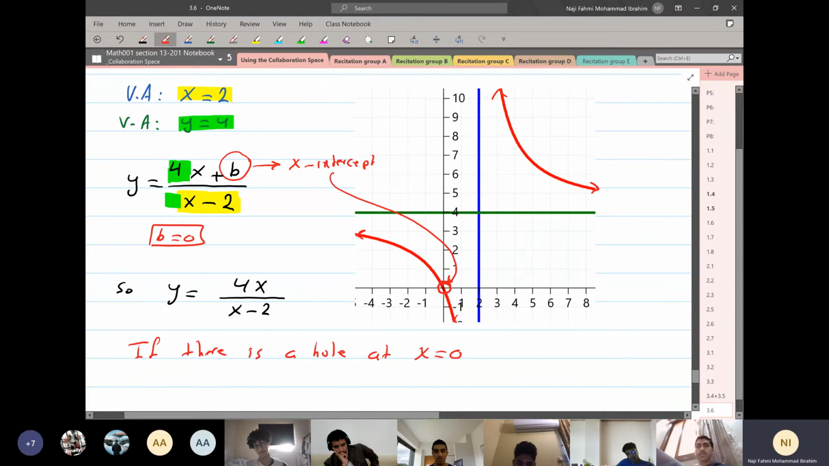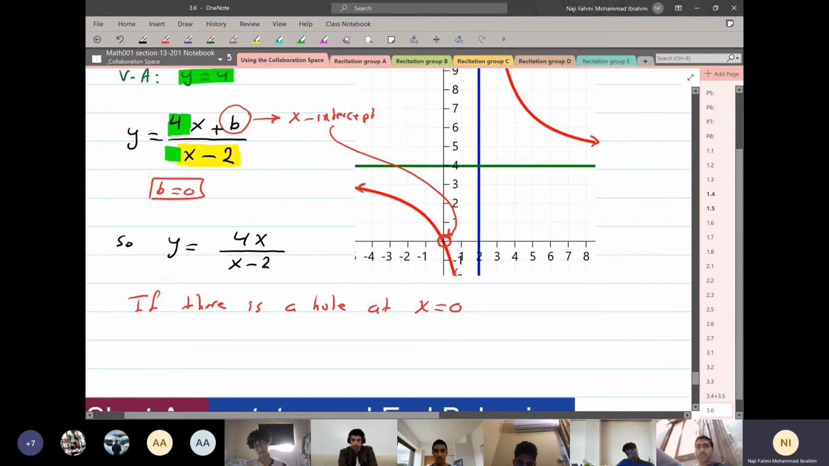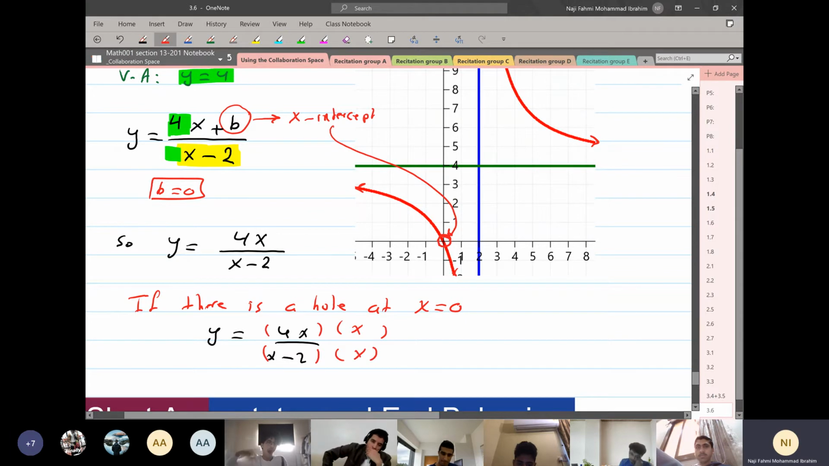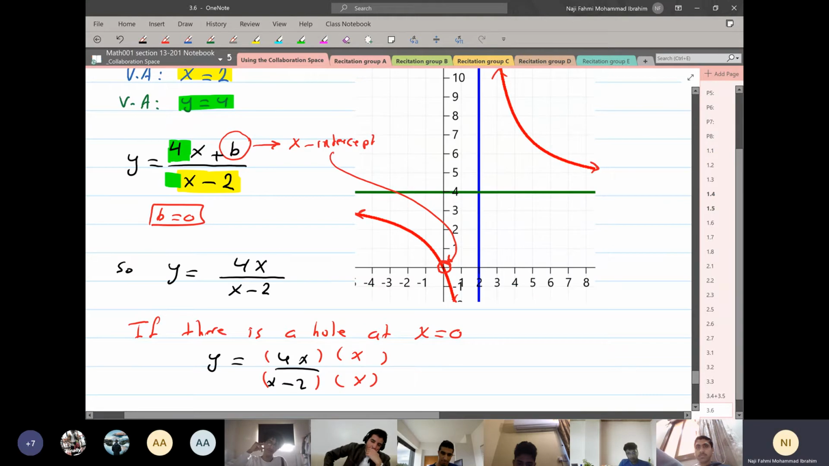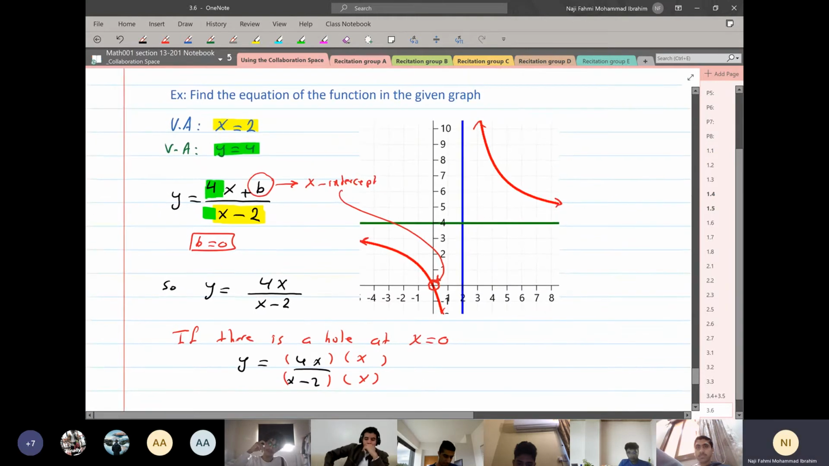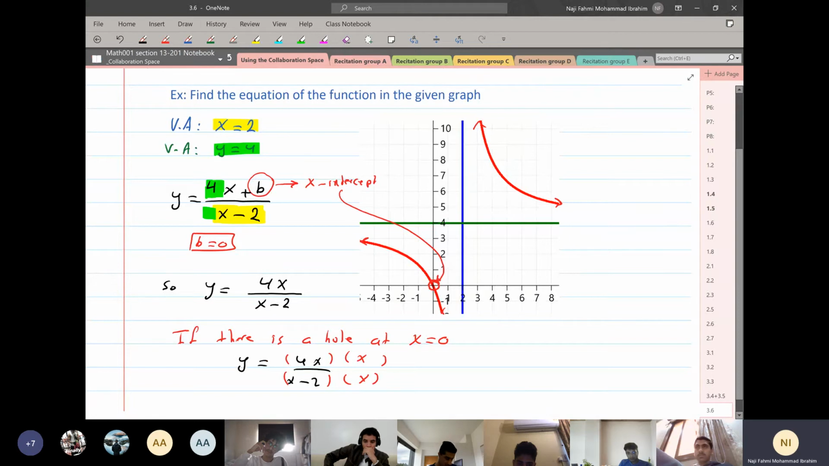If there's a hole at x equals 0, this means my function, thank you for your participation, it is correct. We have to multiply up and down by what now? By x minus 0, which is x. This will be our answer if there's a hole. I'm saying if there's a hole. Any questions? No questions.